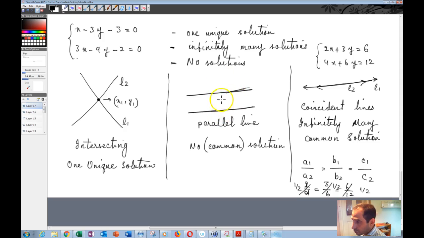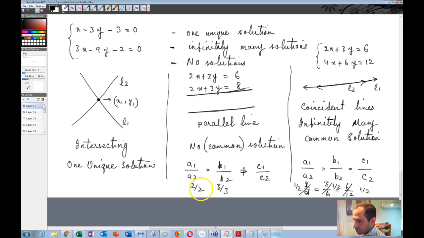In this situation, what you have is that your c's are different. For example, you have 2x plus 3y is equal to 6, and then here you have 2x plus 3y is equal to 8. So a1 to a2 is the same thing as b1 to b2 is not the same thing as c1 to c2. Here you have 2 to 2, here you have 3 to 3. So 2 to 2 is 1, 3 to 3 is 1, but 6 to 8 is the same thing as 3 to 4, 3/4.